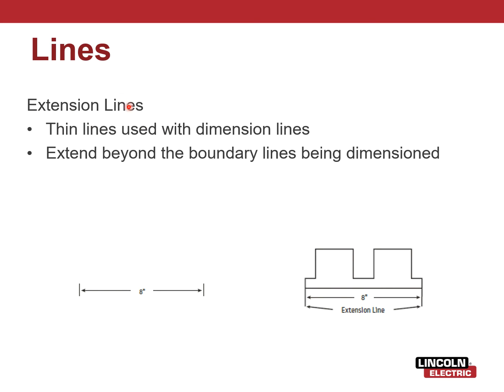And now our extension lines. These are the thin lines used with dimension lines. They extend beyond the boundary lines being dimensioned, just to keep it organized and tidy so we know specifically what that 8 inches is being measured to, what 2 points.